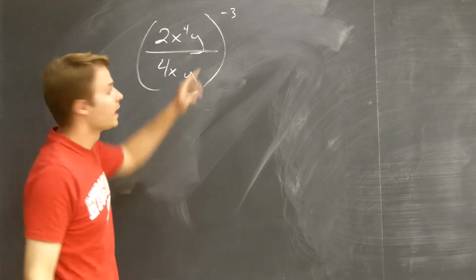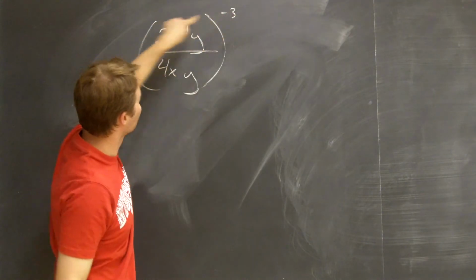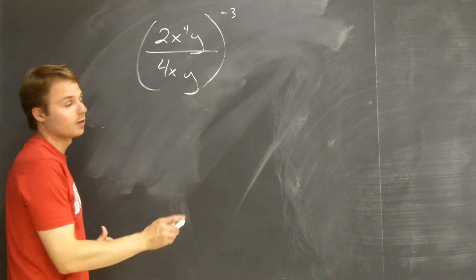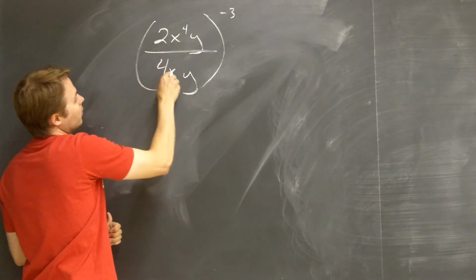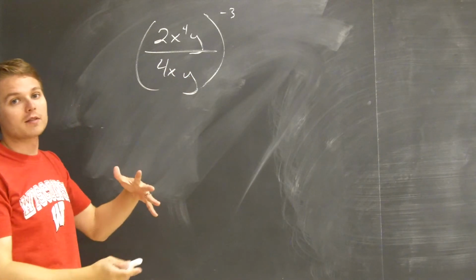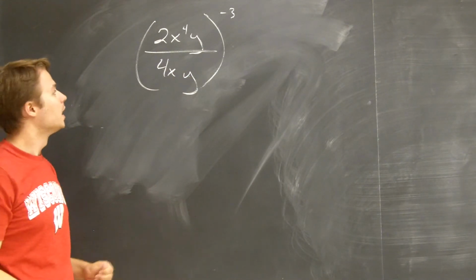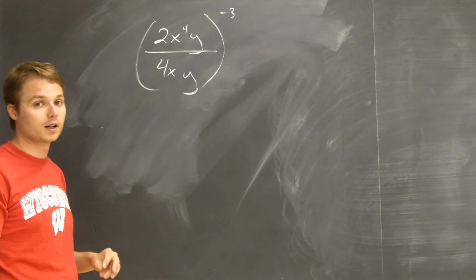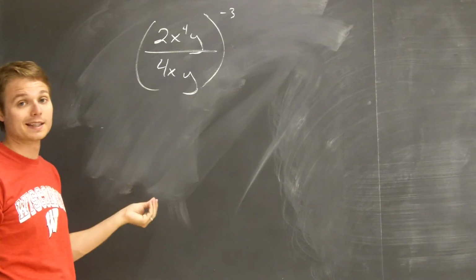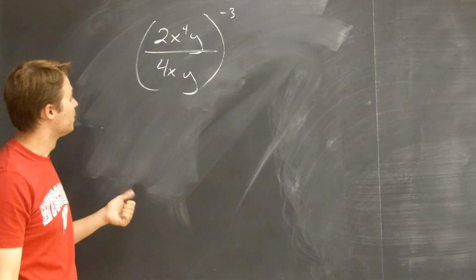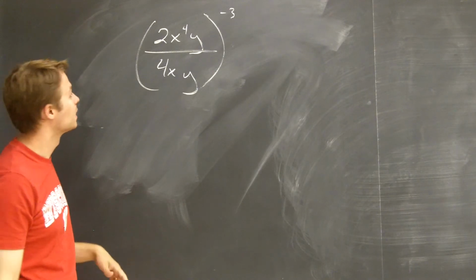I could go ahead and distribute out my negative 3 to 6 terms, right? 1, 2, 3, 4, 5, 6, and then divide everything. This will work just fine. However, there's a little quicker way to do this that you will get the exact same answer. So maybe I'll do it both ways just so we can see.